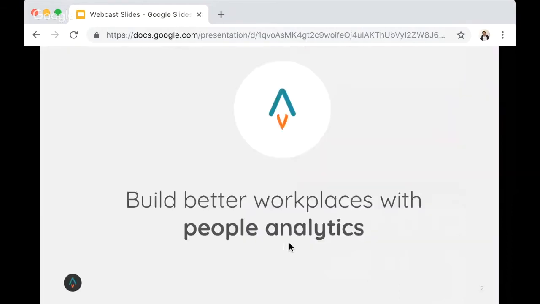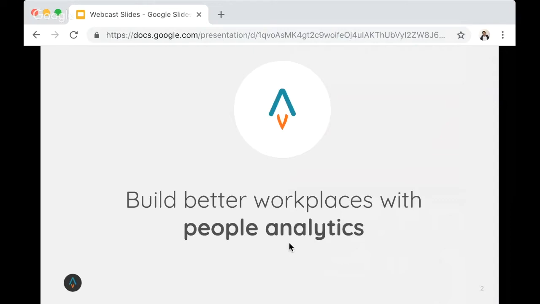But first, a little bit more about EngageRocket. So EngageRocket was built to help companies to build better workplaces with people analytics. That is our core mission and our vision. And ultimately, what that boils down to for our customers and the relationships that we've built in the market is to help them use analytics in 3 main areas when it comes to their talent.